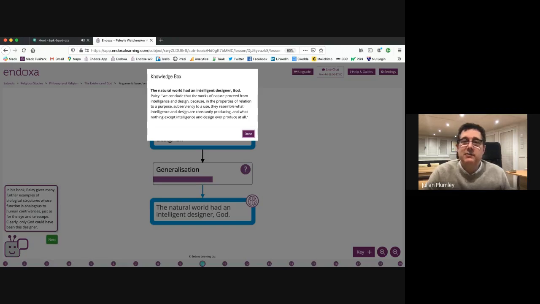It's nice to quote him at the end here. So we conclude that the works of nature proceed from intelligence and design because in the properties of relation to a purpose, subserviency to use, they resemble what intelligence and design are constantly producing, and what nothing except intelligence and design ever produce at all.